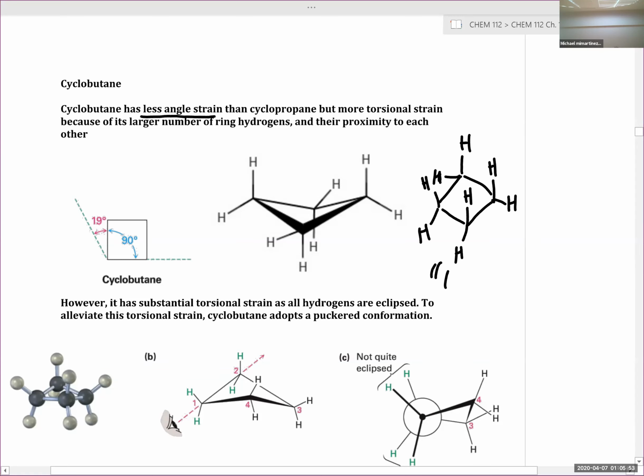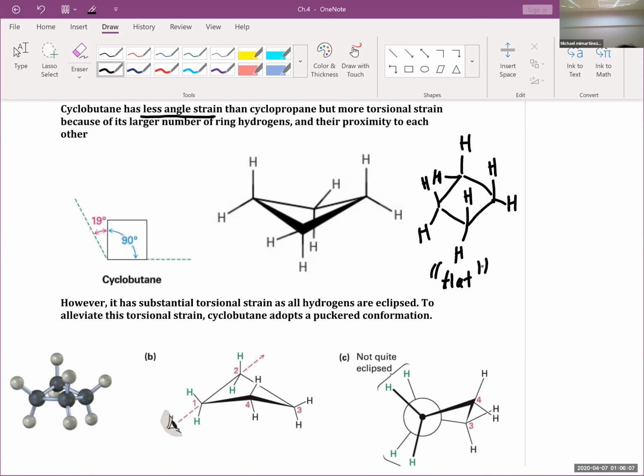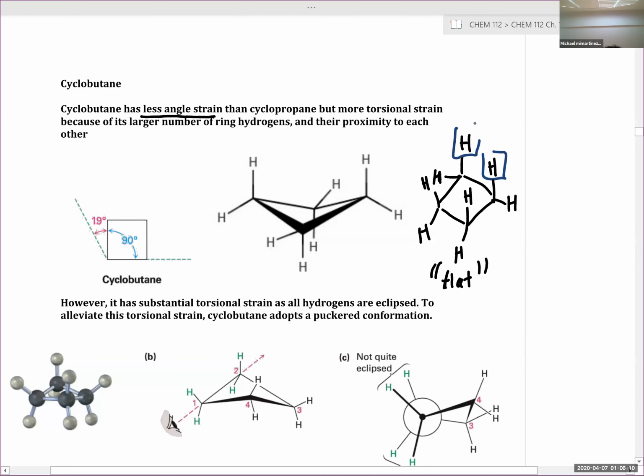So imagine we had a completely flat cyclobutane. What is an issue with that? What interaction do we see? Let's recall what we observed for cyclopropanes, and let's focus specifically on these hydrogens. What would happen if our cyclobutane is completely flat? Yes, exactly right. If cyclobutane is completely flat, then all of our hydrogens would be eclipsed.